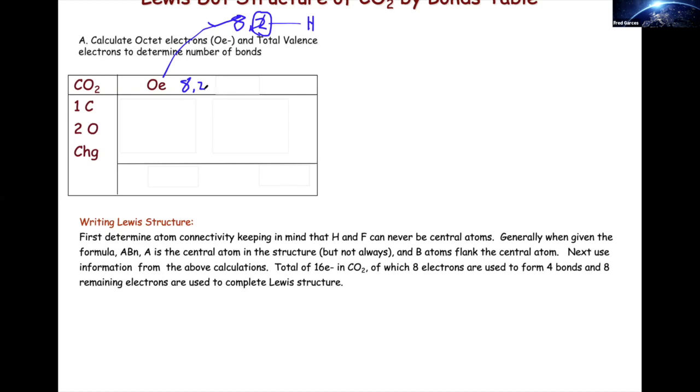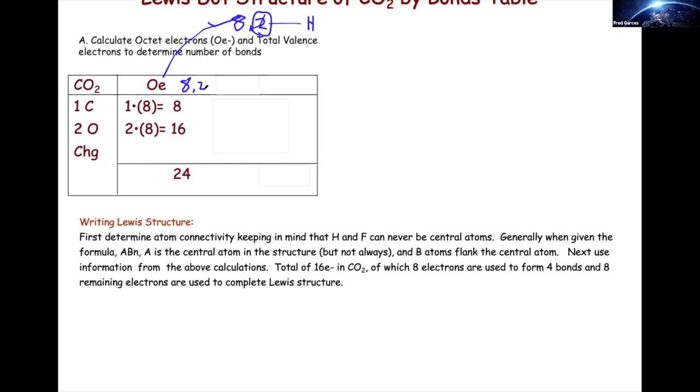8 or 2. For carbon, we say 1 times 8. For oxygen, we say 2 times 8. Now, what does this mean? It means that if we were in utopia and all the atoms are satisfied, they're satisfying the octet rule, how many total electrons do you need? Well, you need 8 for carbon, you need 16 for the 2 oxygen. Okay, this is the ideal setting, octet electrons. If we add that up, that's 24.